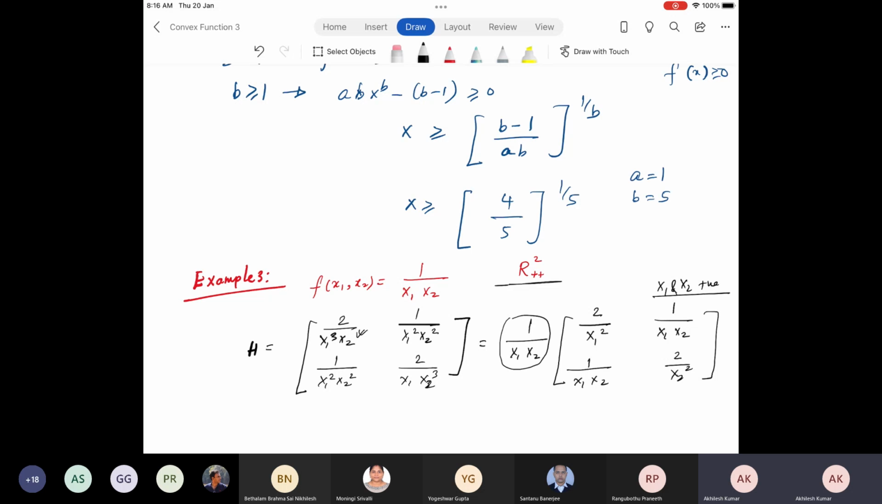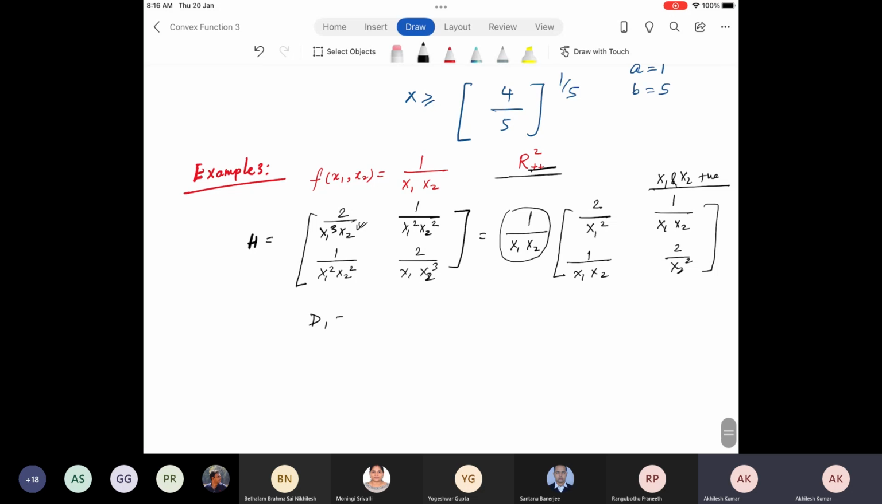This guy is positive, because both of the variables are positive. Now let's look at D1. D1 is 2 by x1 square, which is positive. D2 is, how much is D2? Determinant of that minor. 2 into 2, 4, x1 square into x2 square minus 1, x1 square into x2 square, 3 by x1 square x2 square. So, who has asked that question? What is the importance of whether x1 is greater than x2 or less than x2? Does it make any difference?